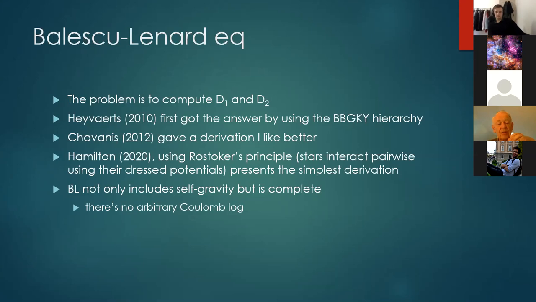ought to be called Iver's equation, I suppose, because he first gave it for a stellar system and it's not quite the same thing. The really important point about the Balescu-Lenard equation is that it includes self-gravity, which I've argued is essential, and it's complete. There is no nonsense about everything being proportional to an arbitrary Coulomb logarithm.